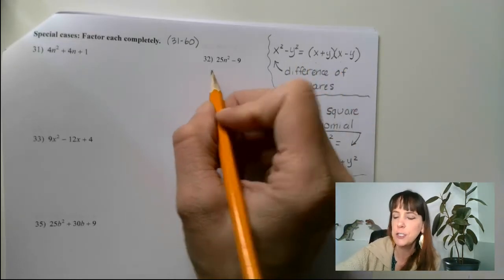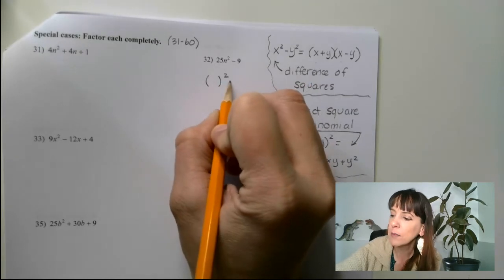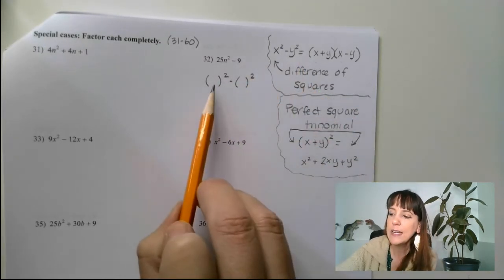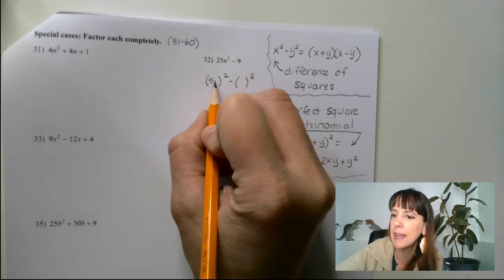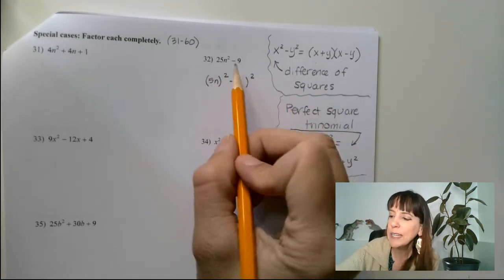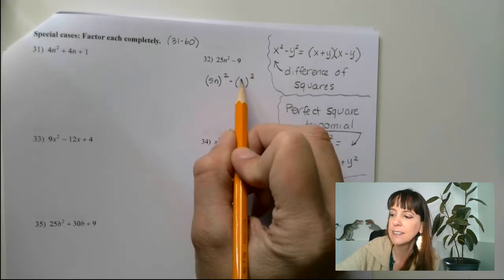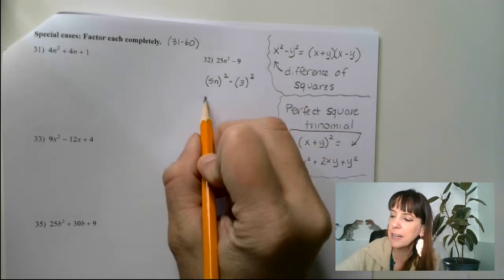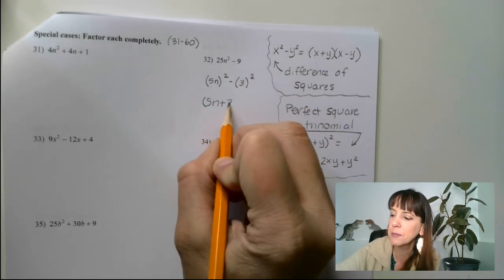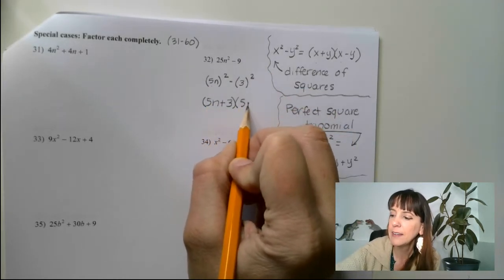So take a look at 32 here. We have something squared minus something squared. What do I need to put in here to give me 25n squared? Well, I've got to put 5n. What do I need to put in here to give me 9? 3. Therefore, this right here factors down into 5n plus 3, 5n minus 3.